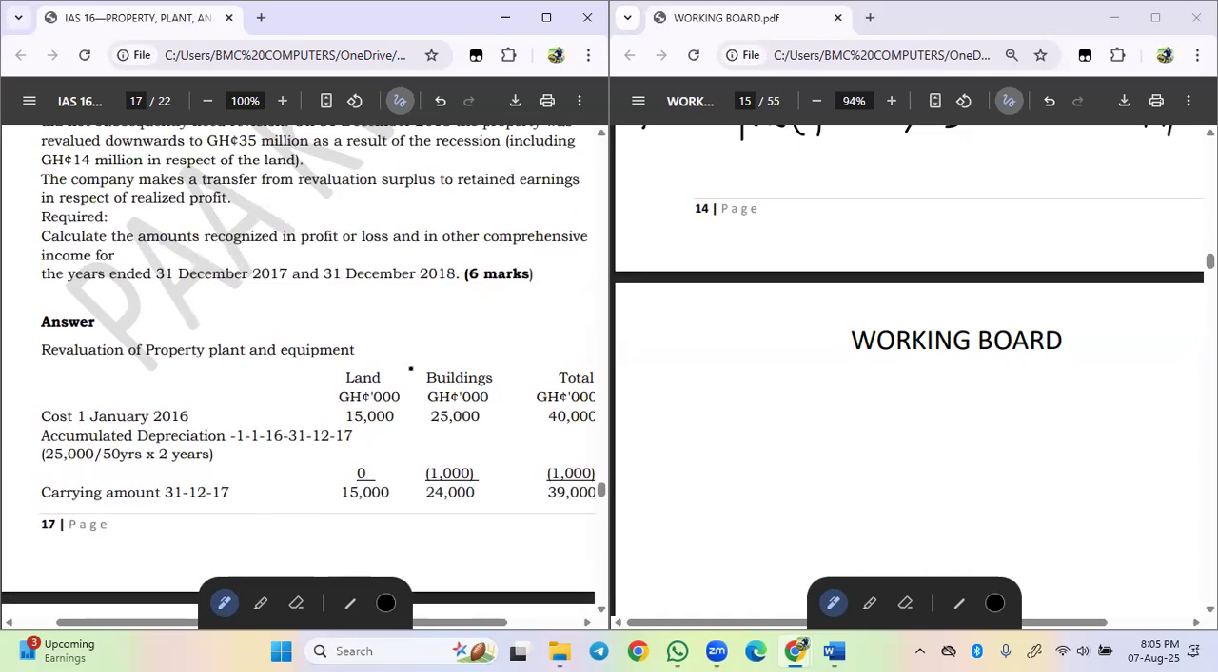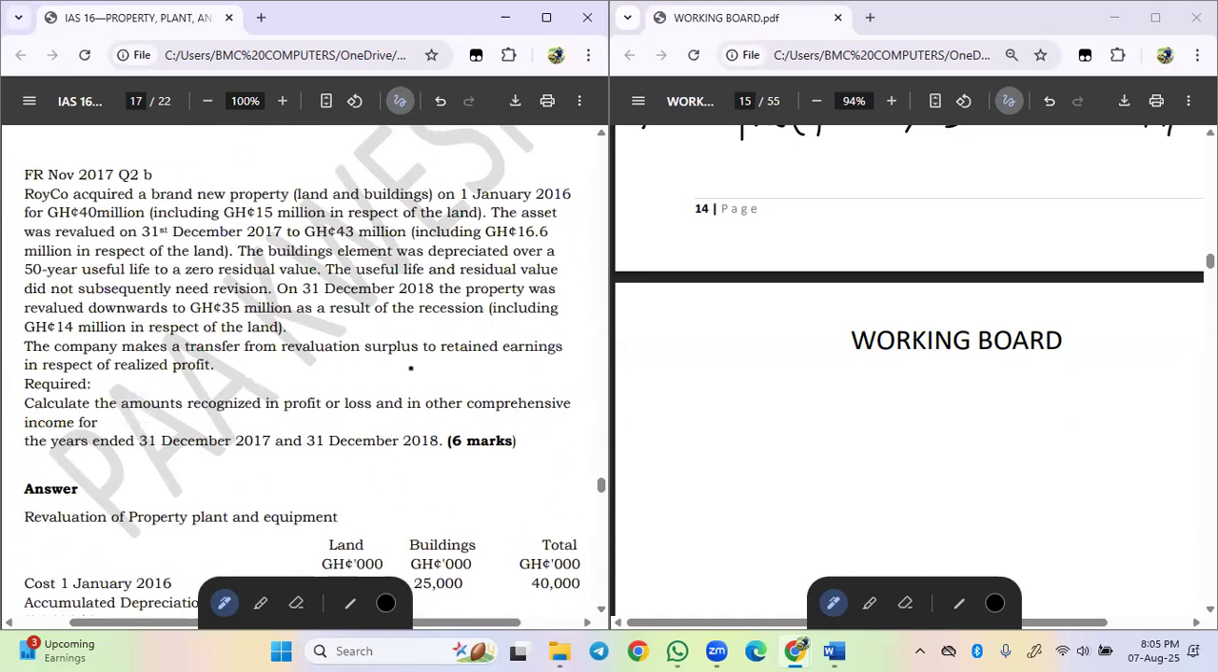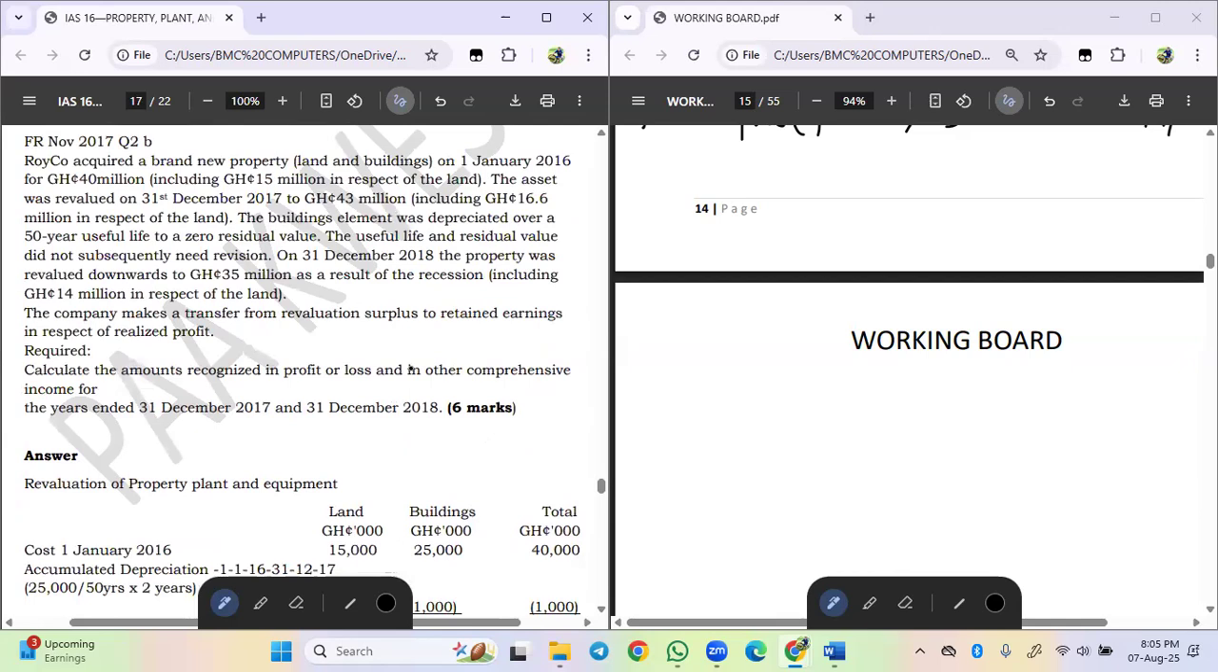So let's discuss this one. Please, someone should read it for me. Let's discuss this one so that we end our discussions here. Let me continue with IAS 40.